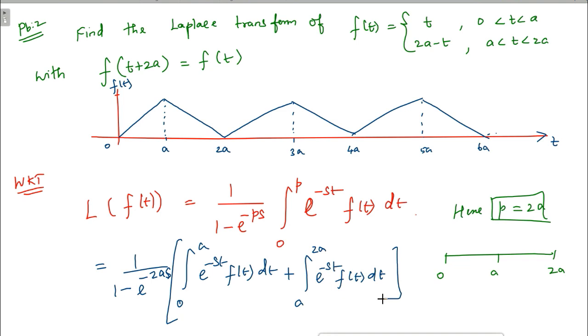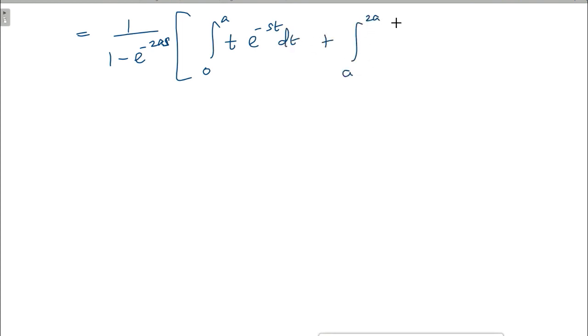Now I am going to substitute the corresponding f of t in each particular interval, 0 to a and a to 2a. I am going to substitute the correct function, which is equal to 1 by 1 minus e power minus 2as, integral over 0 to a, t into e power minus st dt plus integral a to 2a, 2a minus t, e power minus st dt.